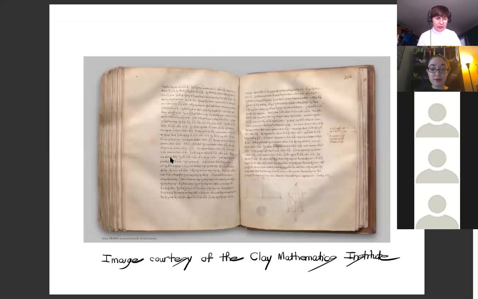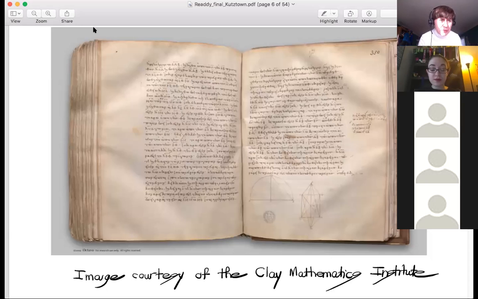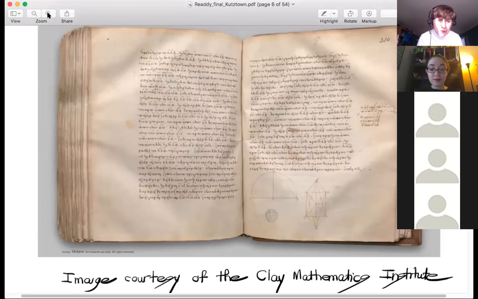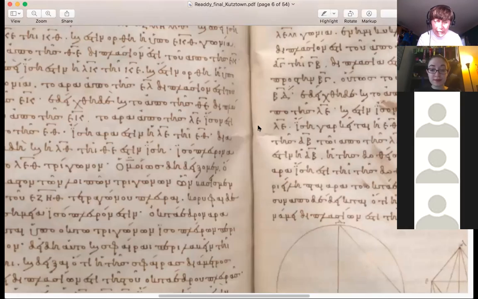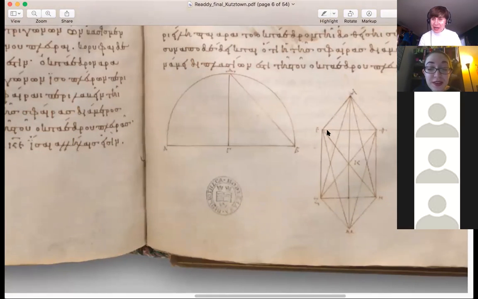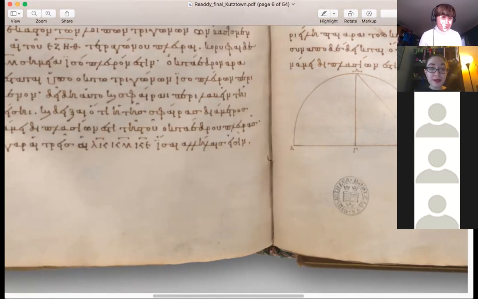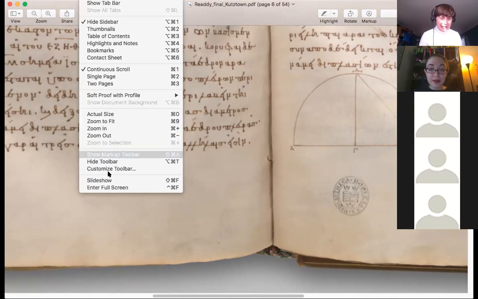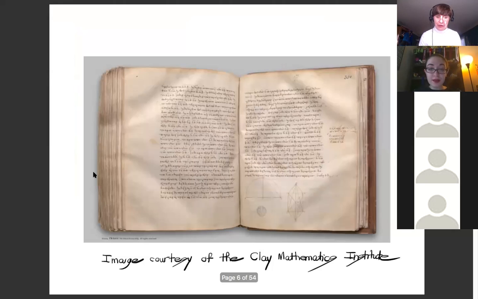And let me see if I can actually do a close-up, because I don't know how much of a close-up you can see if I zoom in. Can you actually see this projection on the right-hand side? That is a projection of the octahedron. So let me go back to normal. This is actually a copy of Euclid's Elements from 888. So it's actually in Greek.